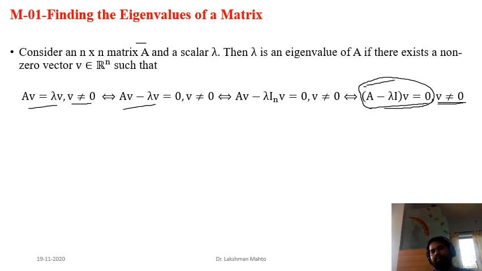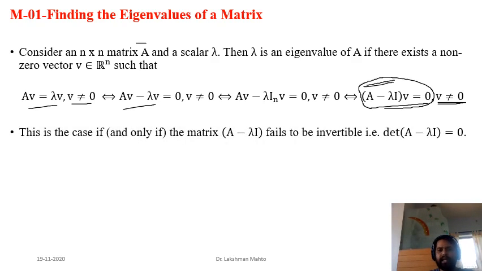So when will this system have a non-zero solution? The only criterion is when the system fails to be invertible. That means when the system is singular. That means when the determinant of the system is equal to 0. So if you put a condition on this coefficient matrix A minus lambda times I, that it is a singular matrix, or the determinant of that matrix is 0, then we can get a non-zero eigenvector. So this is the criterion for getting non-zero eigenvectors. It is forcing v not equal to 0. It is forcing us to define this condition.